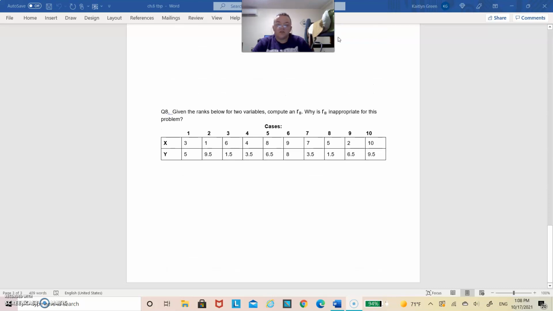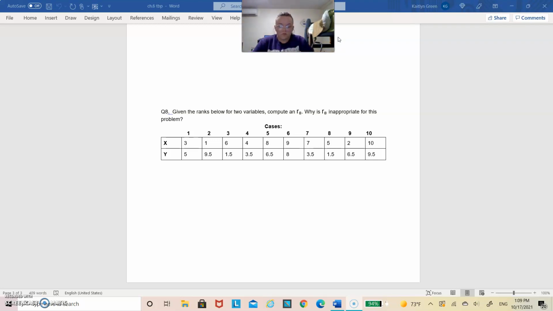And now finally question 8. It says, given the ranks for the two variables below, compute RS. Why is the Spearman rho inappropriate for this problem? So we have pretty much the same setup as before, where we have A, B, and we have to find di and di squared. And I'll show you my values and stuff here. Hopefully that's all in there. If not, of course, I'll be submitting a copy of it, so you'll be able to see it that way.